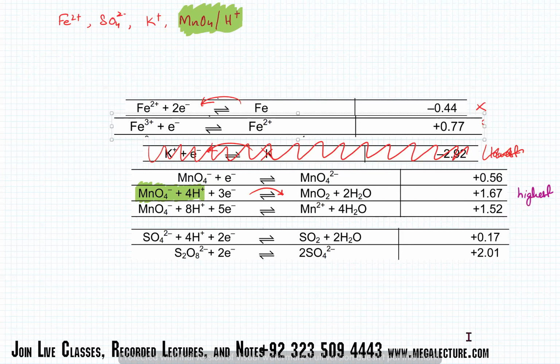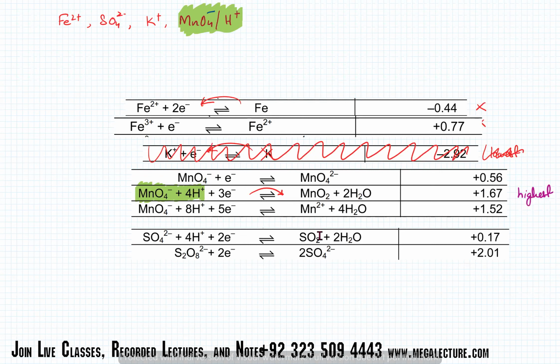Anyways, this is the lowest, but I can't pick this because Fe is the one that's going to lose electrons, and I don't have Fe. Next, who's the lowest? 0.56. MnO4 2- is going to lose electrons. I don't have MnO4 2-. I have MnO4 -1. So I don't have MnO4 2- either.